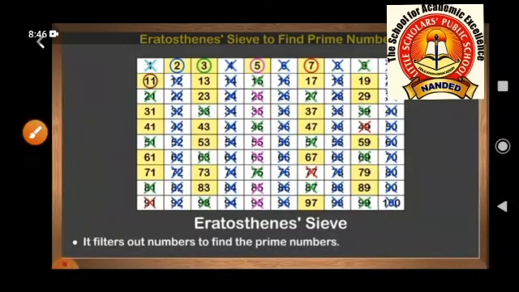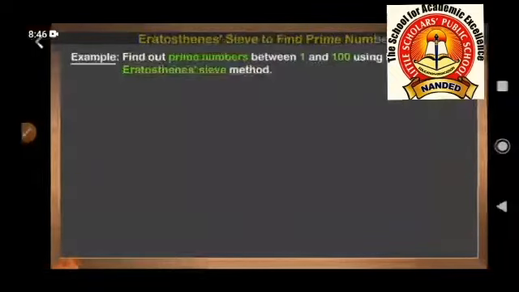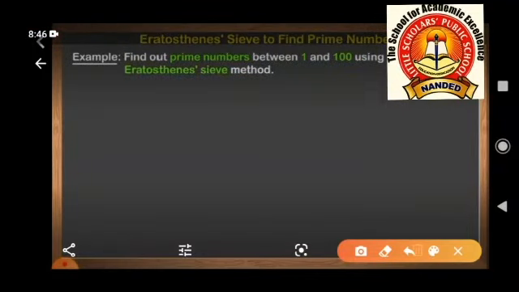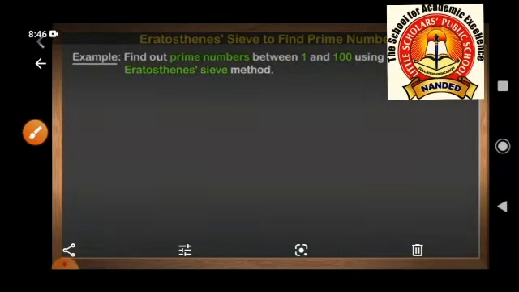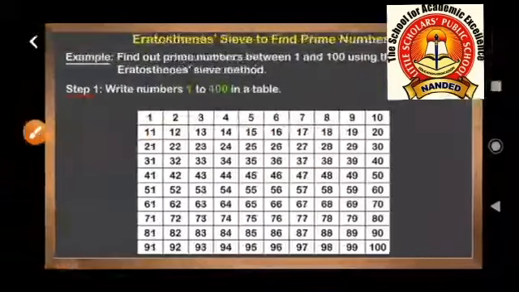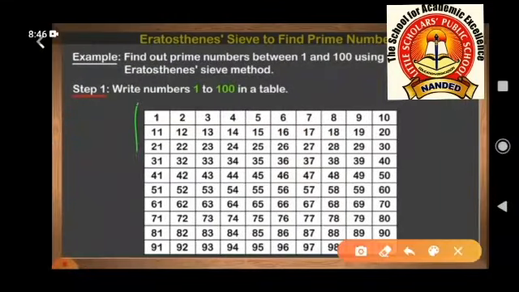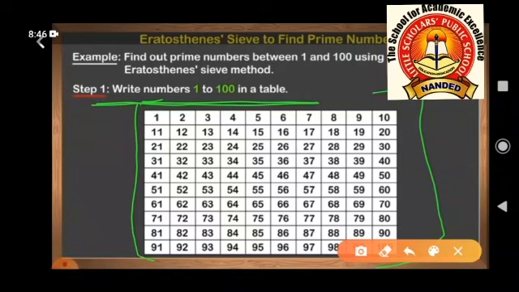Yes, it is called the Sieve of Eratosthenes method. So what is this method actually? How does it work? In the first example, he drew a table and wrote the numbers 1 to 100 in it. That is the first step.